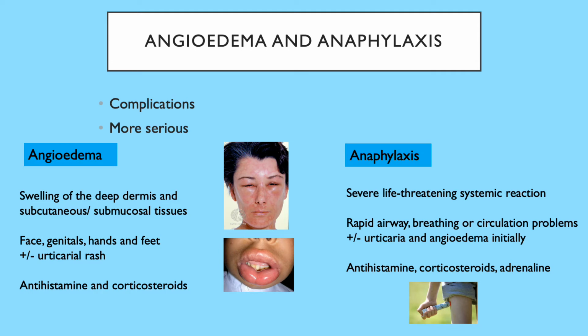Anaphylaxis is a life-threatening systemic allergic reaction with rapid airway, breathing or circulation problems. It may be preceded by urticaria or angioedema. Anaphylaxis is a medical emergency and treatment involves rapid administration of intramuscular adrenaline, intravenous antihistamine and intravenous steroids.